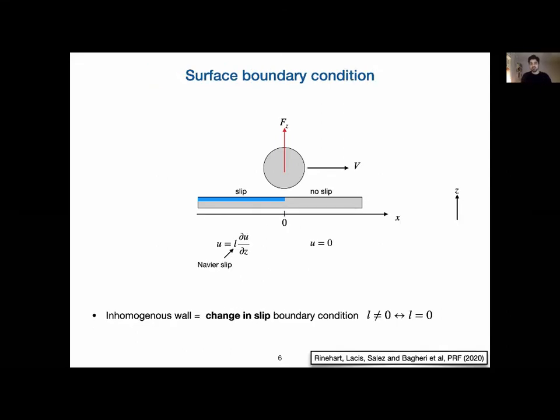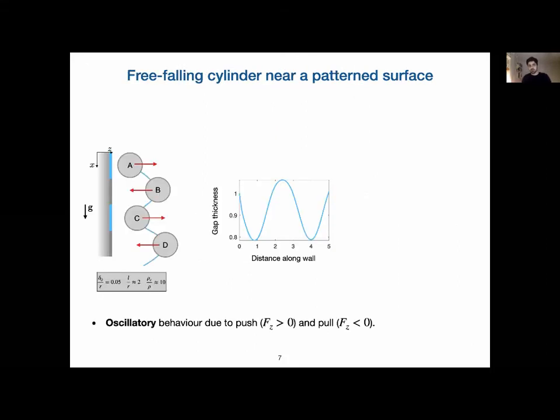So what we did is that we modeled wall inhomogeneities with a boundary condition. To model a change of properties on the wall, we varied the slip. So here in the blue we have slip, which is modeled by a Navier slip boundary condition, and to the right we have no slip. So we can modify the properties of the wall by changing the slip length in the Navier slip boundary condition. So what we tried, for example, is that we solved the Stokes equations with boundary conditions that alternate between slip and no slip, as you can see here in blue.